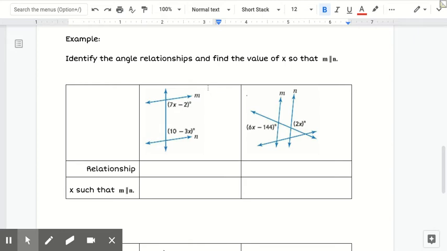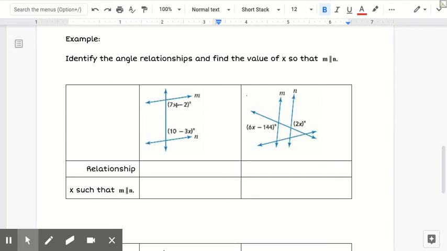Okay, so next up, we're going to identify the relationship. So this time we have to state specifically what that relationship is between the two angles. And then we're going to find the value of x that would make the two lines M and N parallel. So that's what this notation here means, M parallel to N. So we're going to find x such that M is parallel to N.